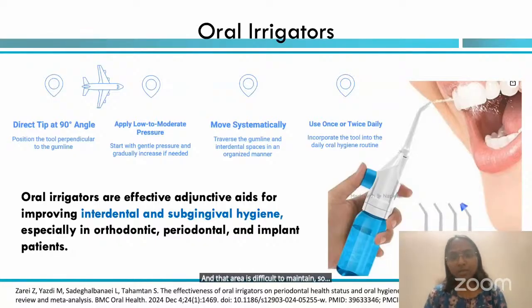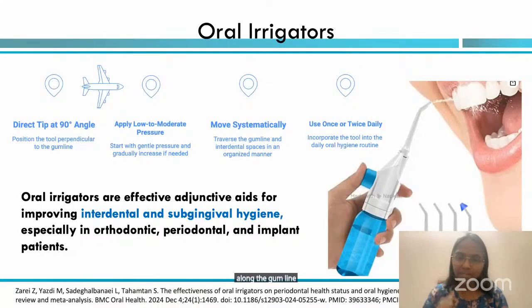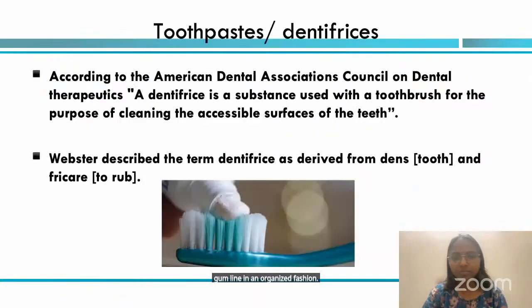So these oral irrigators, which we have to hold at 90 degrees to our gum line and keep on moving along the gum line, we press gently so that we maintain a continuous gentle stream of water coming out of it. And we move it systematically over the gum line in an organized fashion.